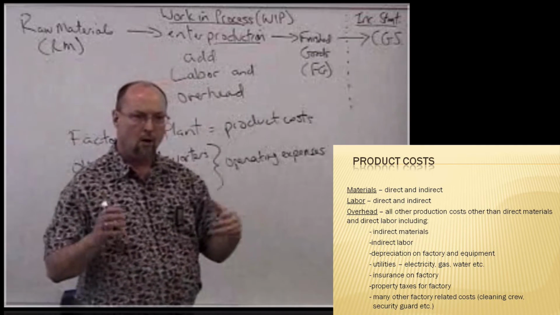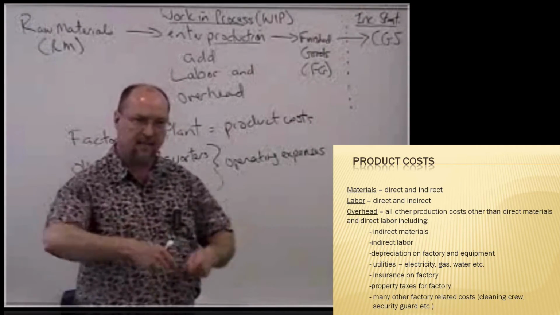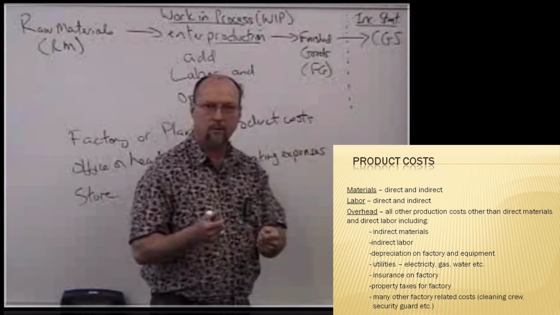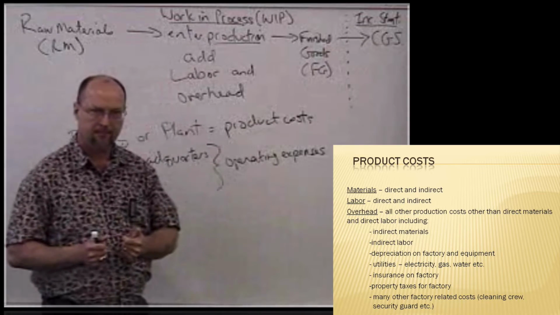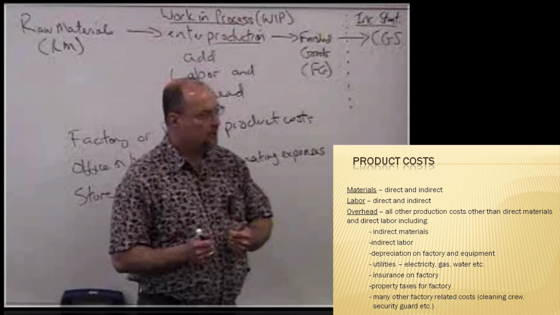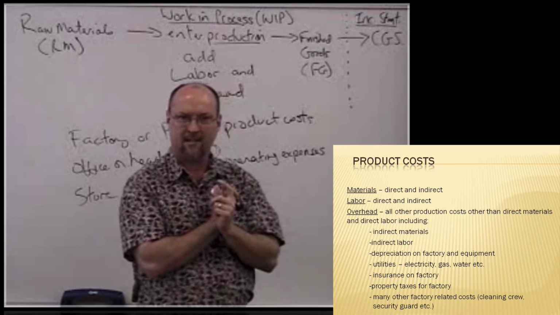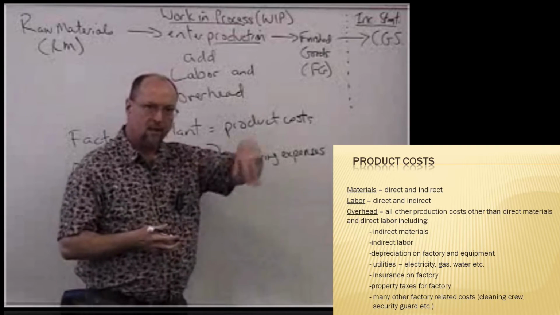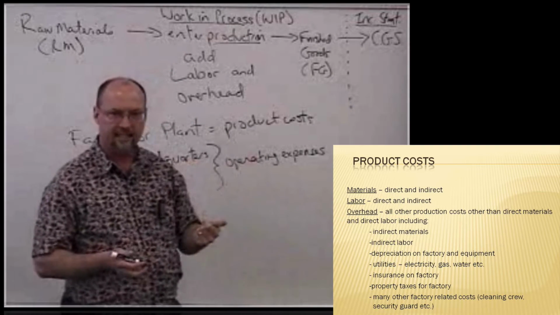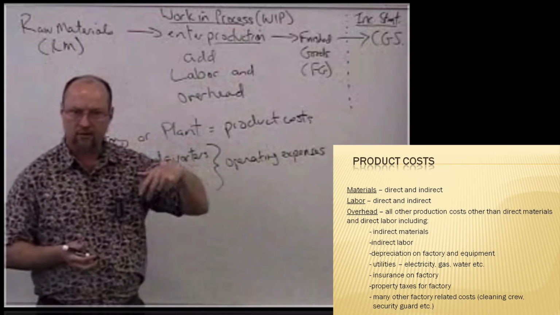The people who are building the product, attaching parts and screwing things down and welding and spray painting and doing whatever it is they're doing, those are your direct laborers. Okay? And then you have the supervisors, and you have the mechanics who keep all the machines running. And you have other employees who work in the factory. Believe it or not, the cleaning crew comes in at night. The security guards who keep an eye on the place so they don't get vandalized.